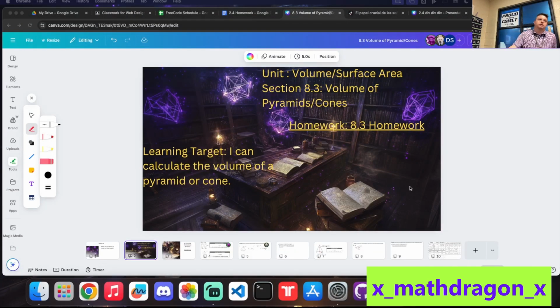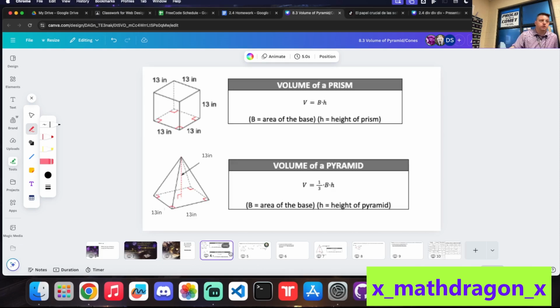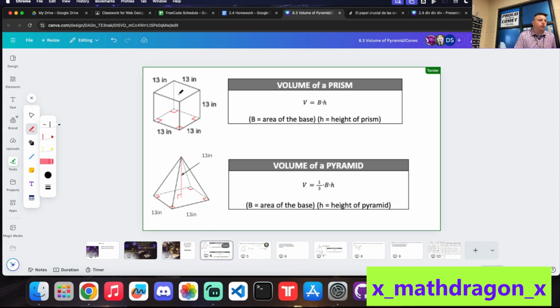All right, so we're in section 8.3, volumes of pyramids and cones. I can calculate the volume of a pyramid or cone or a specific piece that's in the volume equation. And then we started talking about we have a volume of a solid figure. And if we chop from this point right here in the center and we go to each of the corners, we're literally chopping off 2/3 of our figure.